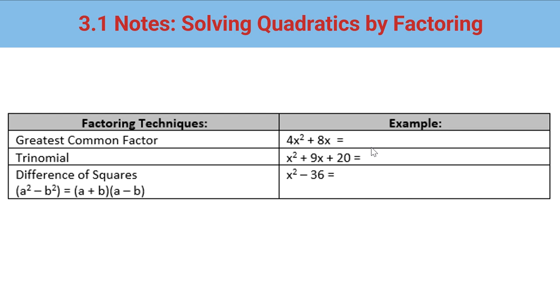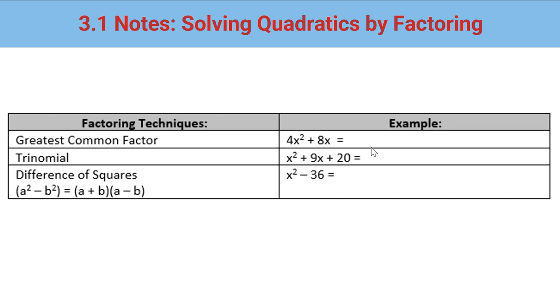So we have three different types of factoring. The first one would be finding a greatest common factor. And that typically is going to be your strategy when you have an equation that contains two monomials added together, or a binomial. Right, so in this example, I have 4x squared plus 8x.